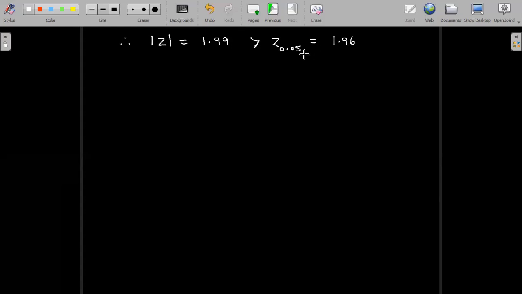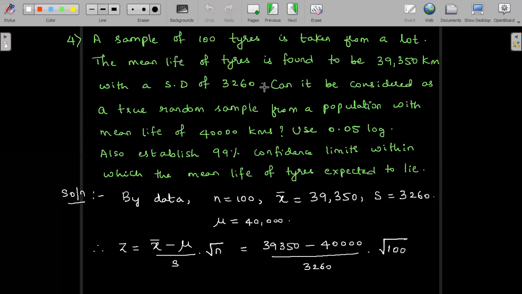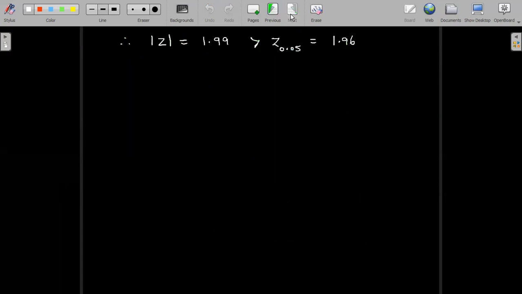Thus, it cannot be considered as a true random sample from a population of mu equal to 40,000 kilometers. Means we are actually rejecting the hypothesis. The hypothesis was mentioned in the question, that we need to assume a true random sample from the given population of mean life 40,000 kilometers. So this hypothesis is now rejected.